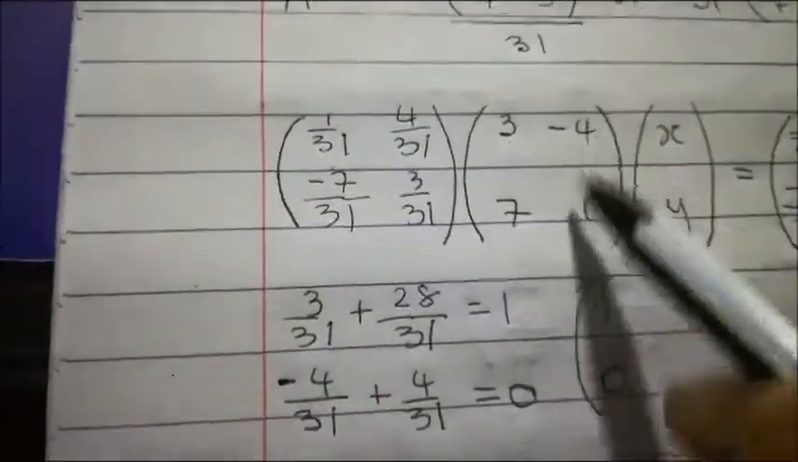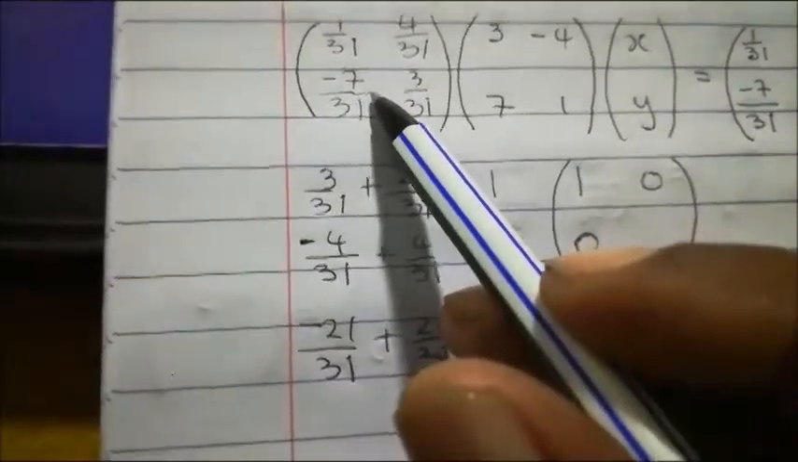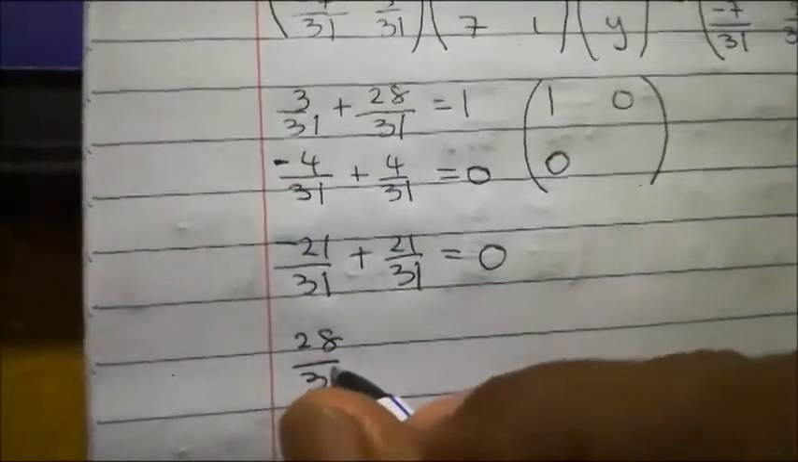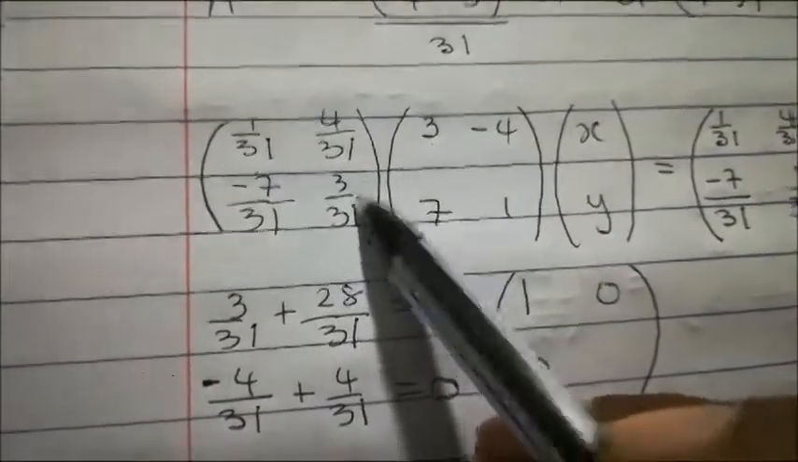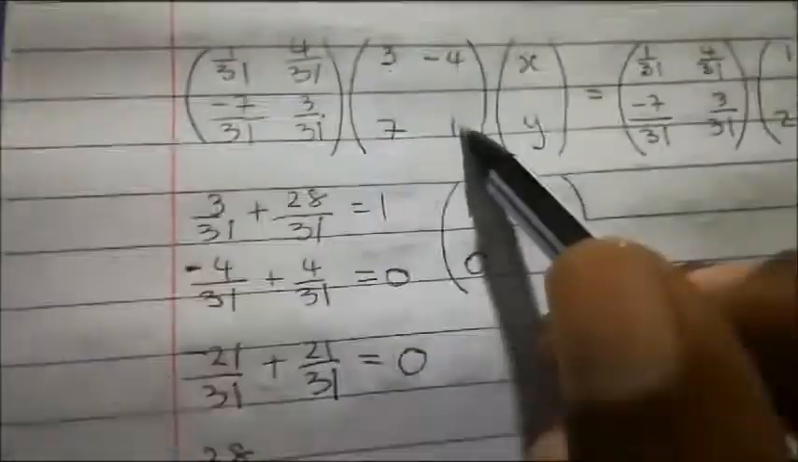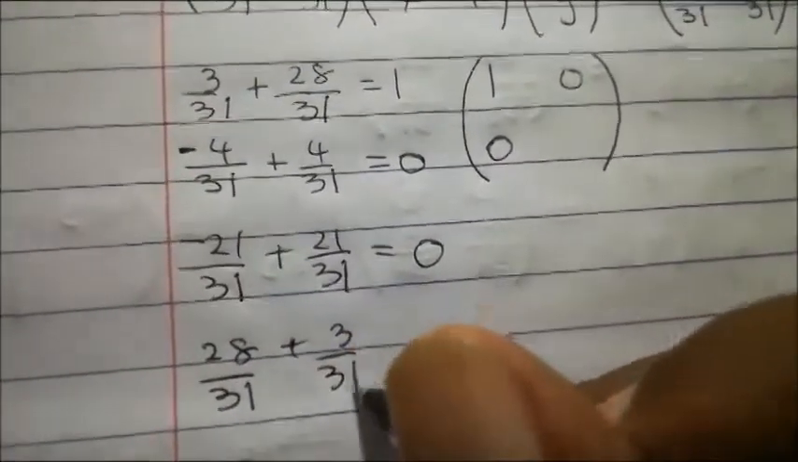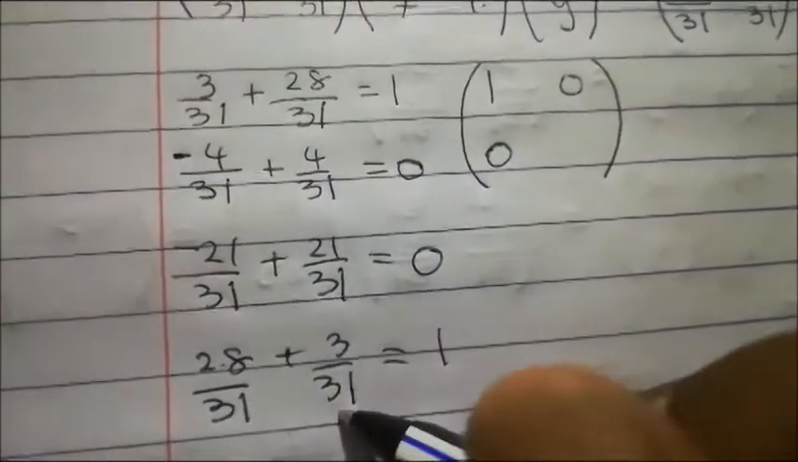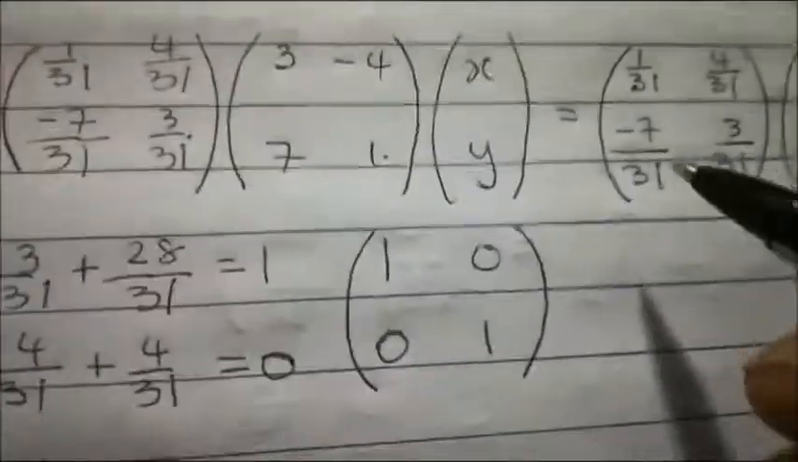So go back again for the second column now, where we get negative 4 times negative 7, it will be a negative, which will be a positive 28 over 31. And we're going to have 3 this times 1 now, which will be 3 over 31 plus. And that's going to equal to 1, because 3 plus 28 is 31 over 31 gives you 1. So here is 1. So when we work this out, we produce the identity matrix.